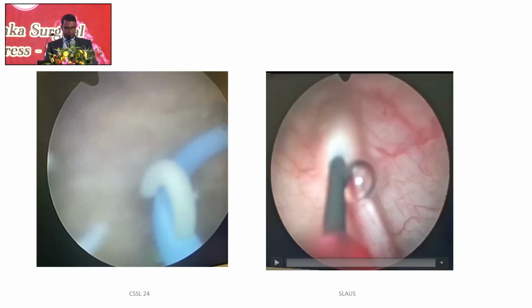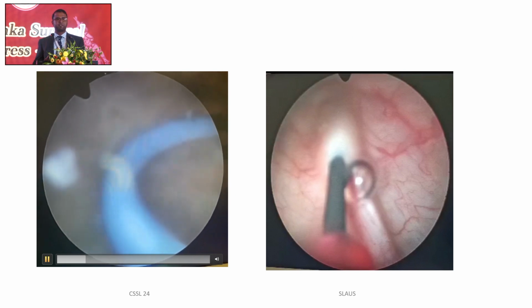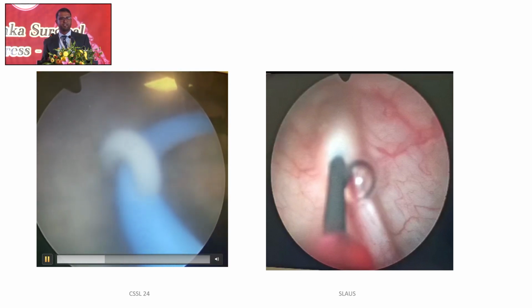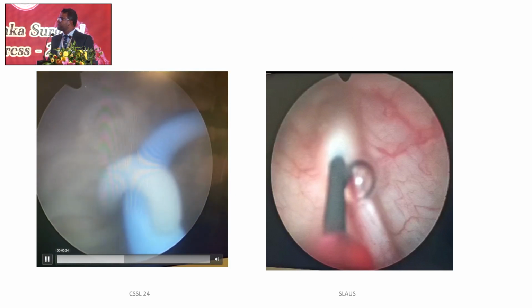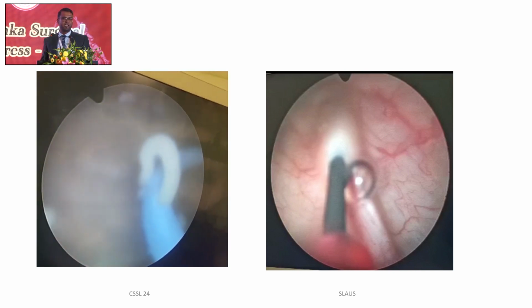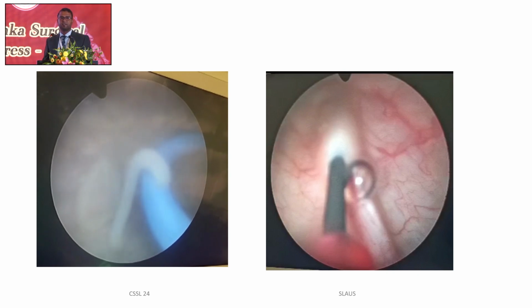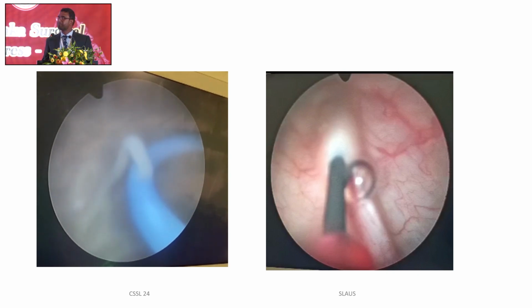Hope these videos play. So you can appreciate here the amount of pus draining after stenting of an obstructed kidney. So this is a drainage of an abscess. However much antibiotic we load in this condition, the patient is going to stay with us.